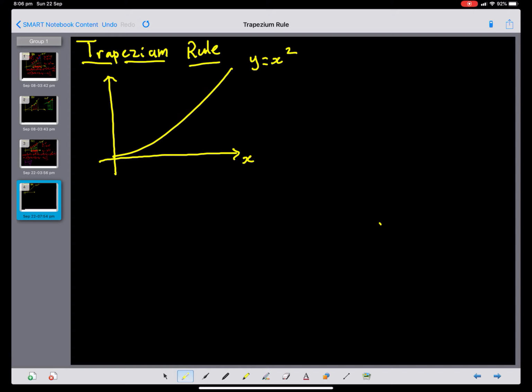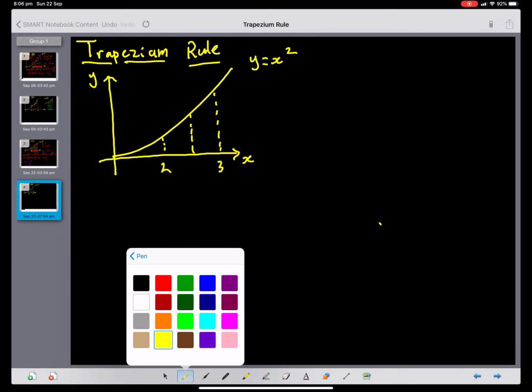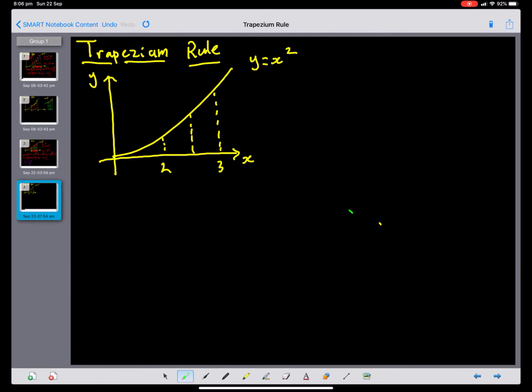Let's call this x and y, and that's 2 and 3, and let's do just two trapeziums. So the first thing we need to find is the height of the trapeziums. Well, using our formula, b minus a all over n, we've got 3 minus 2 divided by 2.